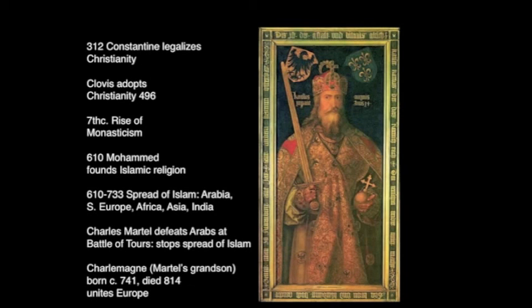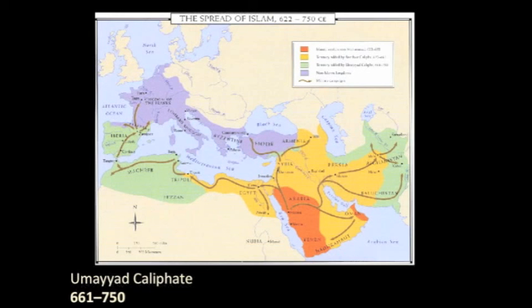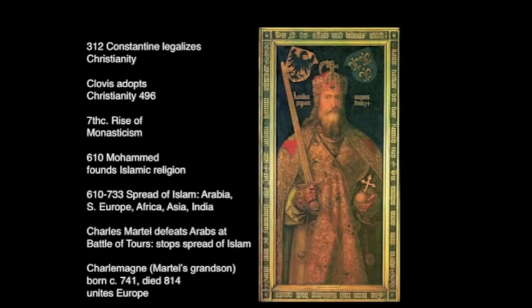In 610, Muhammad founds the Islamic religion. So you now begin to have other strong cultural impulses coming into play. And from 610 to 733, there's a large spread of Islam through Arabia, Southern Europe, Africa, Asia, and India. It's extremely effective in terms of moving quickly across a lot of territory. Charles Martel defeats the Arabs at the Battle of Tours, and with this he stops the spread of Islam. Tours is south of Paris, so Tours is right in the middle of Europe.